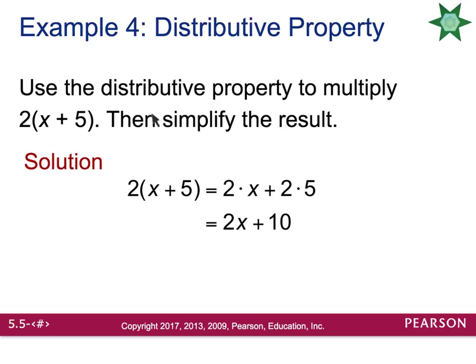Okay, our last example for this section, use a distributive property to multiply 2 times x plus 5 in parentheses, then simplify the result. Okay, so 2 times x, okay, plus 2 times 5, which is 2x plus 10. Okay, and that's our simplified version of that.